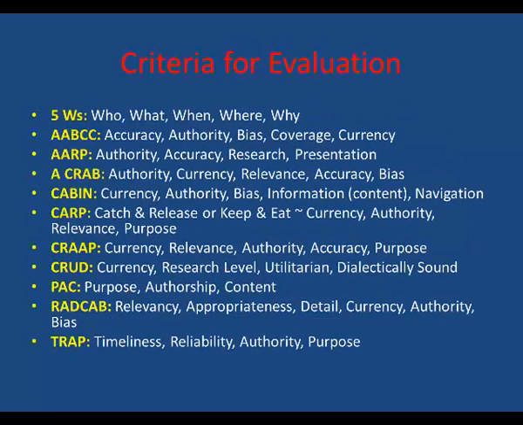To remember these criteria quickly, you might want to use one of these mnemonics. A mnemonic is a device for helping you remember something. So maybe you can't remember timeliness, reliability, authority, and purpose, but you can remember it's a trap, and you'll think of those 4 things. So there are several listed here. You can use whichever one works best for you.